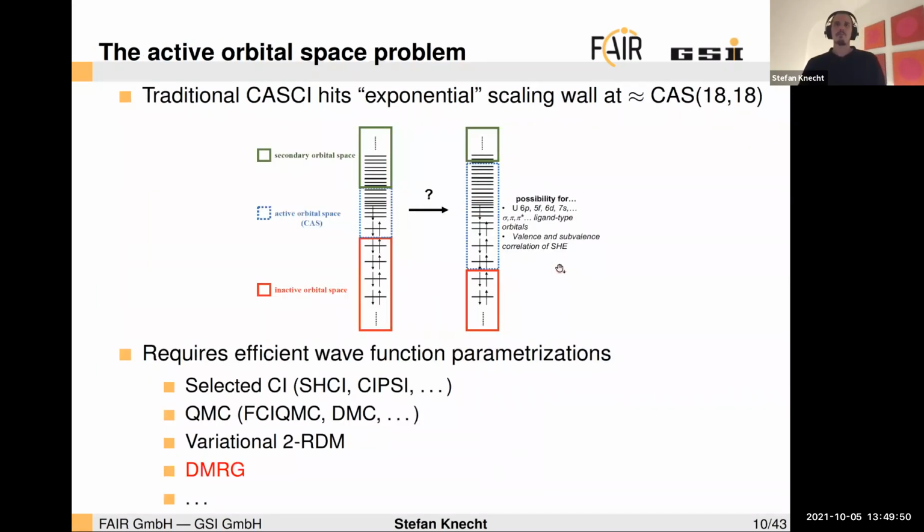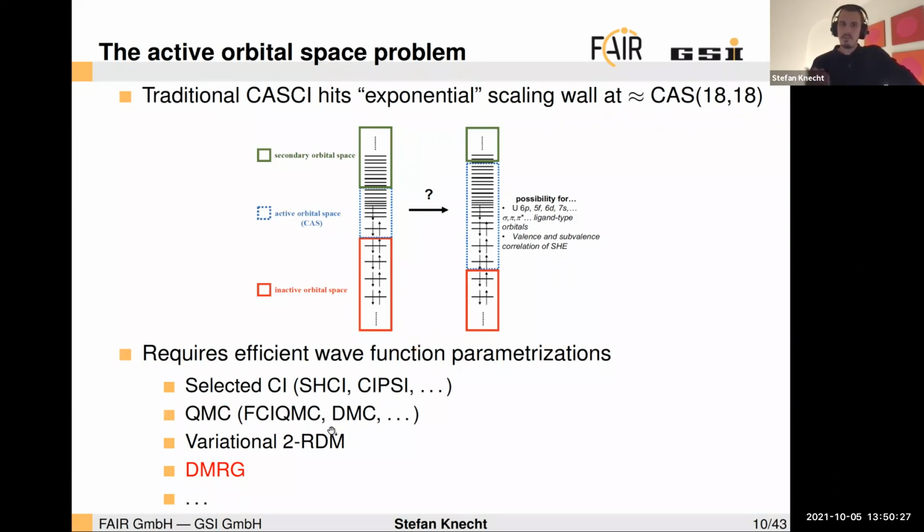And well, the problem is that traditional CI-based methods, so configuration interaction-based methods, sort of hit an exponential scaling wall at around 18 electrons in 18 orbitals, something like that. Due to algorithmic advances in the past, this is now maybe going up to 20 and 20 or maybe 22 and 22, but that's sort of where traditional methods stop. So that means we need to resort to some efficient wave function parameterization.